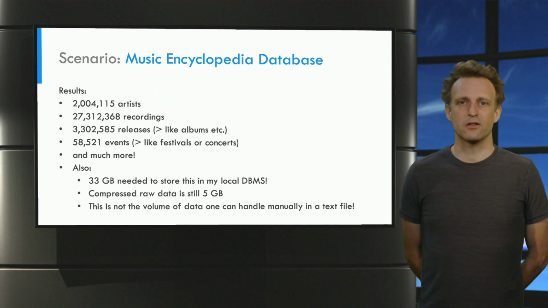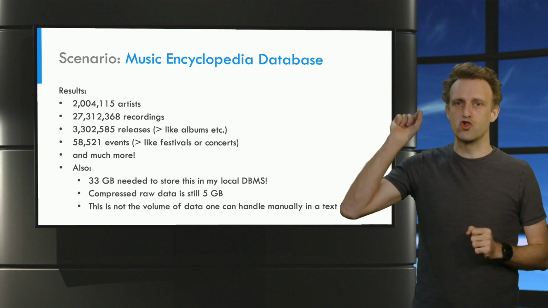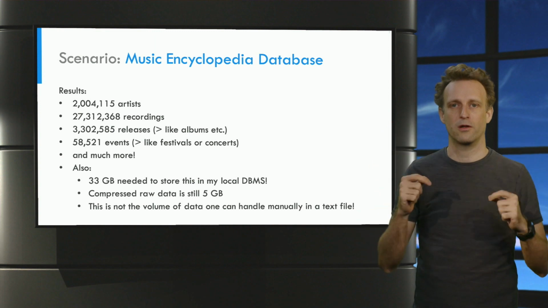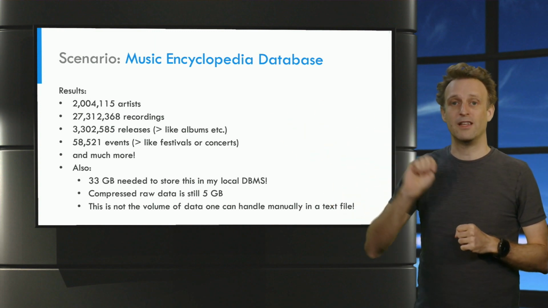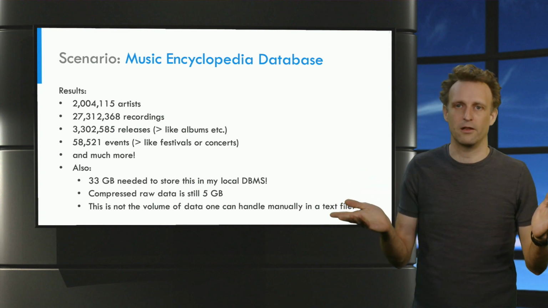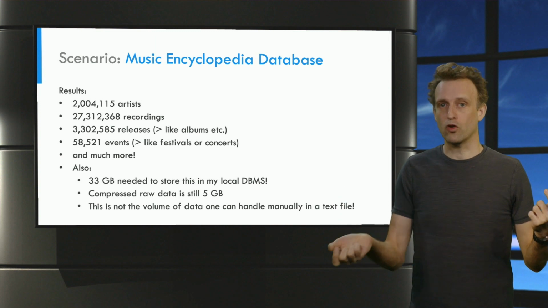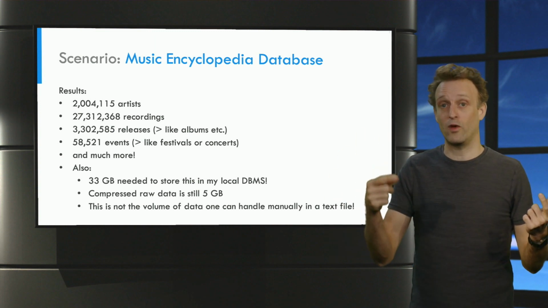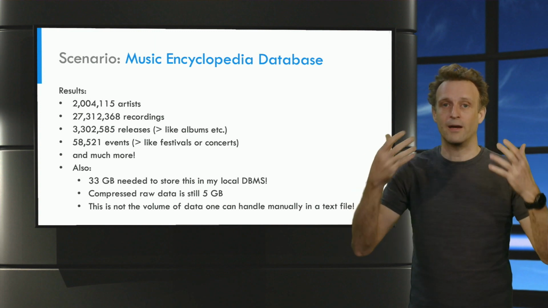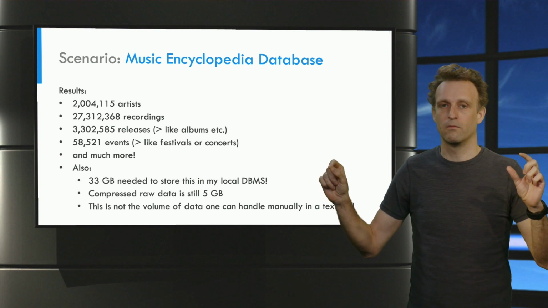But let's leave these troubles behind and have a look at what we get. We get over 2 million artist records with over 27 million recordings and over 3 million releases. Releases are things like albums or singles. This is also a lot of data in sheer volume. The compressed data dumps I downloaded were 5 GB, and after extracting and importing all these dumps, they take up 33 GB on my hard drive.